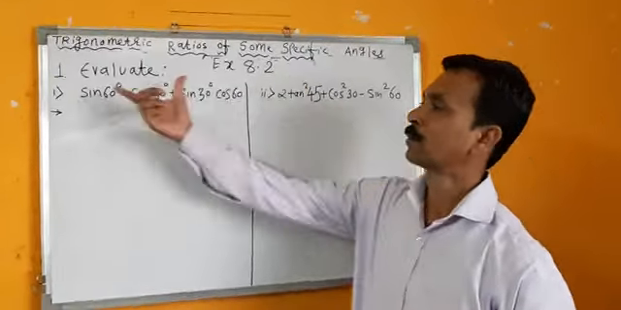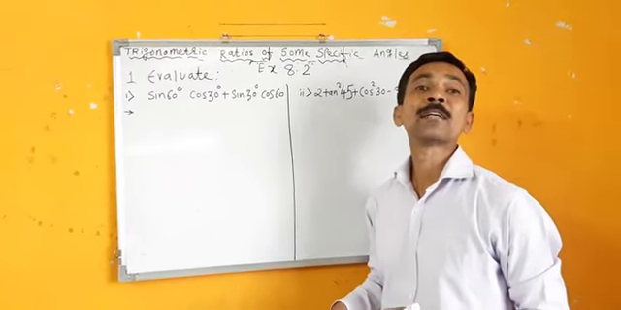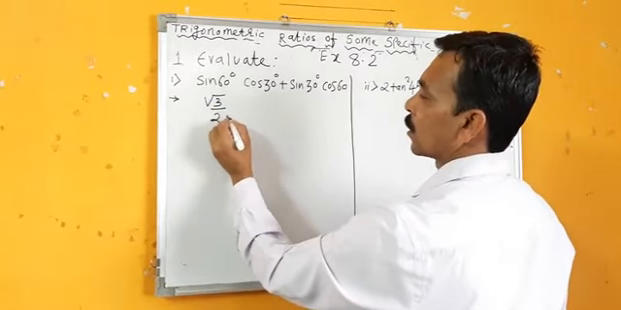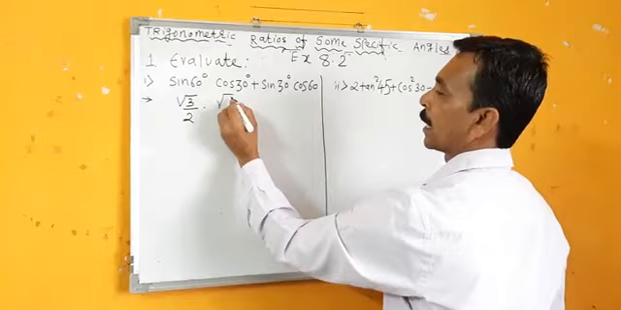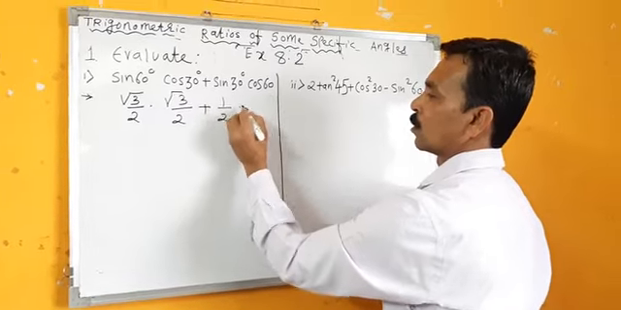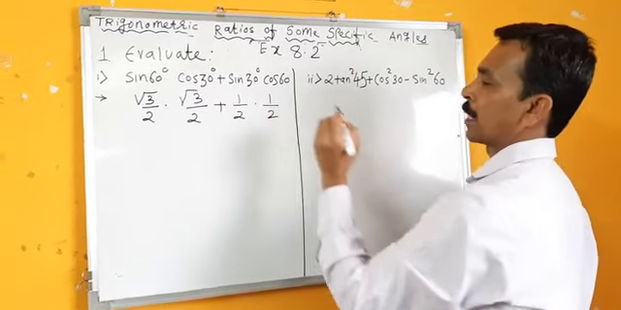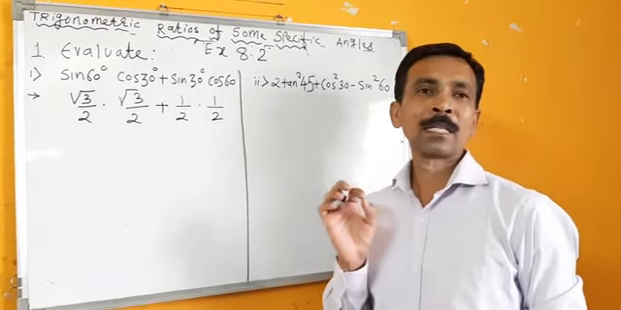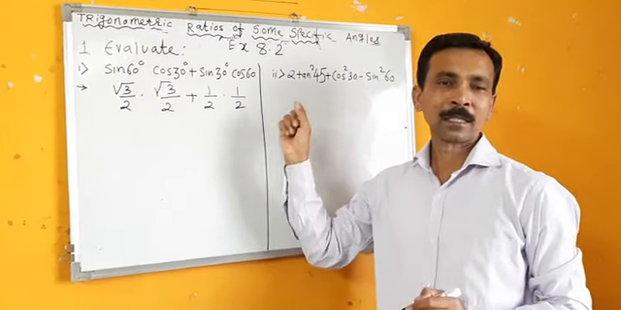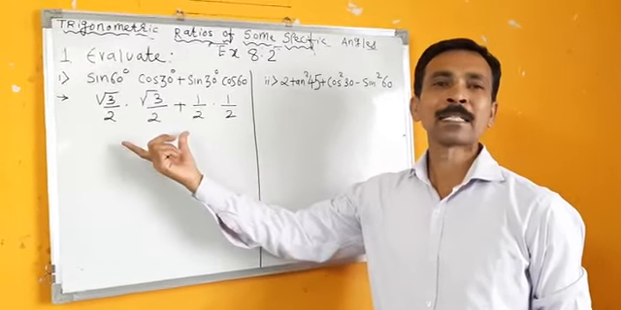Exercise 8.2. Evaluate. First sum is sin 60 into cos 30 plus sin 30 into cos 60. When the word evaluate comes, we have to place the values in this sum. Sin 60, what is value of sin 60? Root 3 by 2 into cos 30 is again root 3 by 2 plus sin 30 is 1 by 2 into cos 60 is 1 by 2. Either you learn the values, or write the values of the table which I have taught you, and then place them here in the sum.